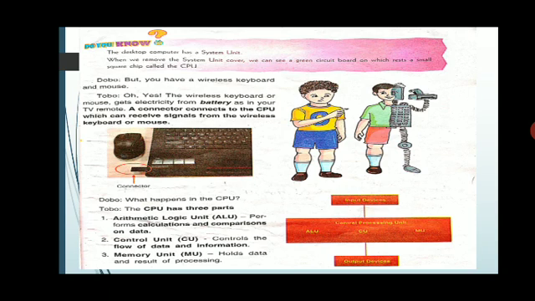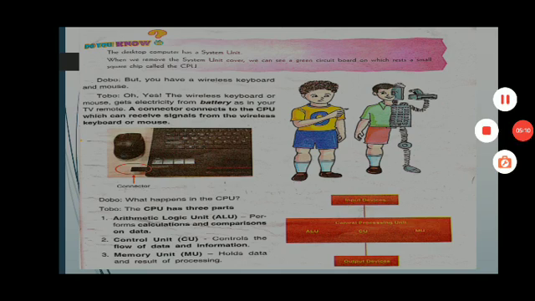Then Tobo says, "The CPU has three parts. First one is ALU, that stands for Arithmetic Logic Unit. It performs calculations and comparisons on data. Second one is the control unit, that controls the flow of data and information. And third is the memory unit. It holds the data and results of processing."